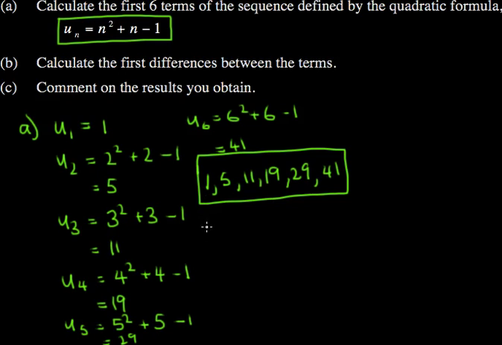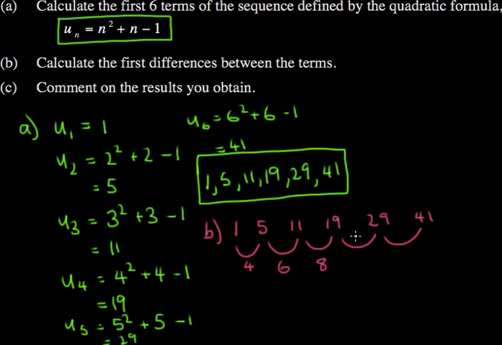So, for part B, calculate the first differences between the terms. So the first differences means the first row of differences. So I write the sequence out like so, and it's asking for the first differences. So the difference between 1 and 5 is 4, and then you have to add 6 to get 11, you'd have to add 8 to get 19, you'd have to add 10 to get 29, and you'd have to add 12 to get 41.